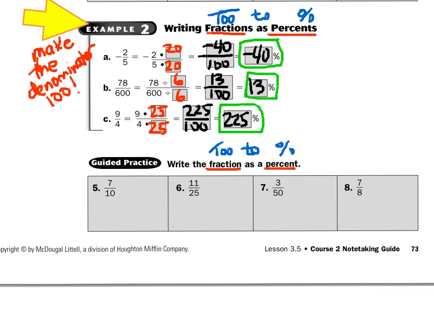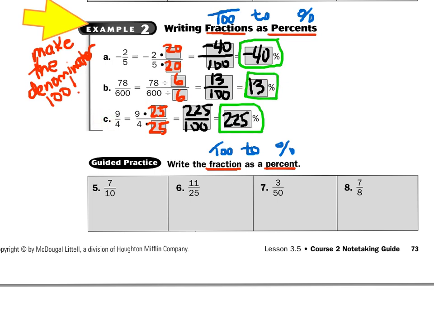Take a look at letter B. Let's say I have 78 over 600. Well, remember my goal is to make the denominator, the bottom number, 100. So if I'm taking a look at 600, I would tell myself, well, I just have to divide by 6 to make it become 100. So whatever I do to the bottom, I have to do to the top. So 78 divided by 6 would give me 13. So I have 13 per 100, which is just 13%.